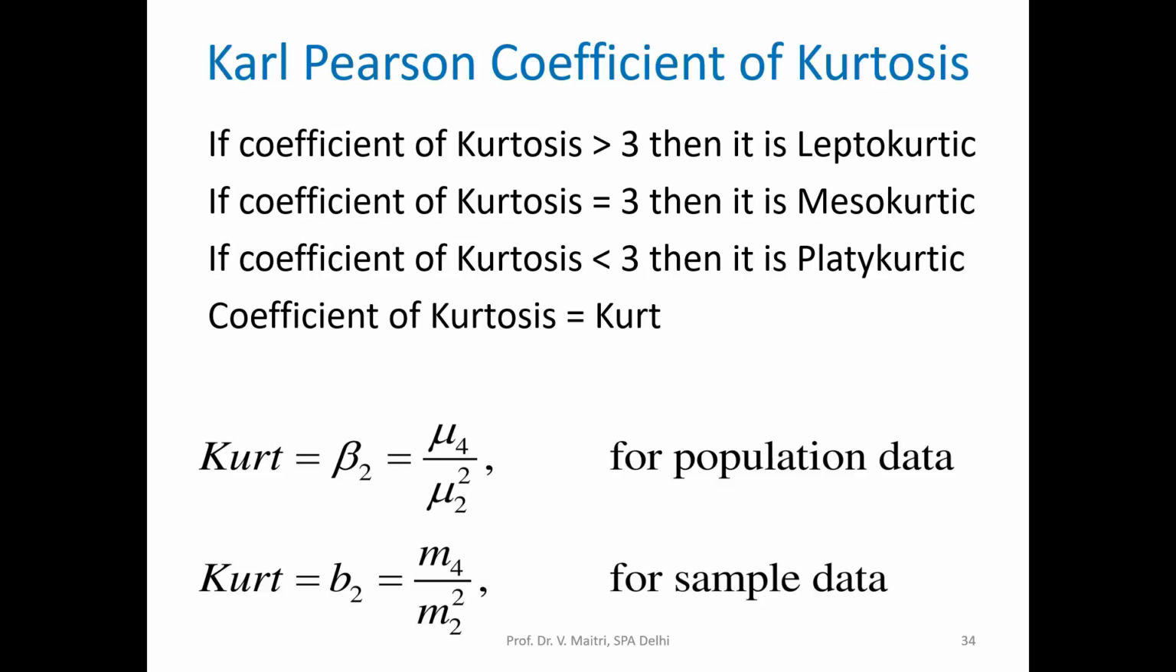And the coefficient of kurtosis is given by beta 2, that is mu 4 divided by mu 2 squared for population data, and for sample data, b2, that is m4 divided by m2 squared. So that is the moment which we have calculated for sample data, as simple as it is.